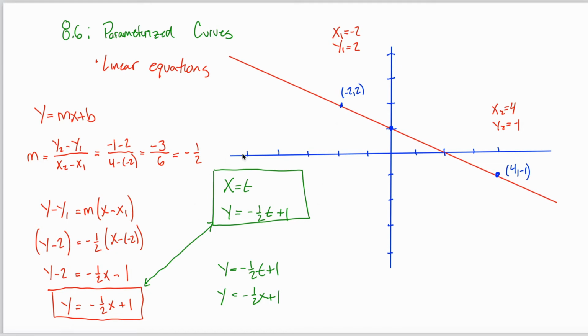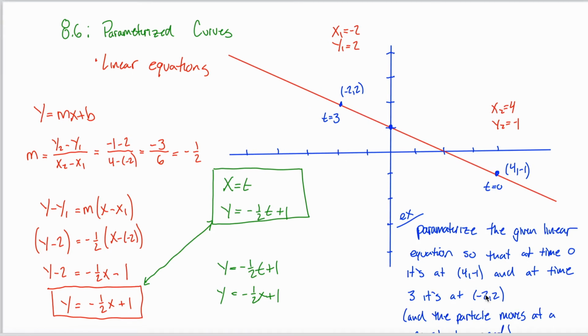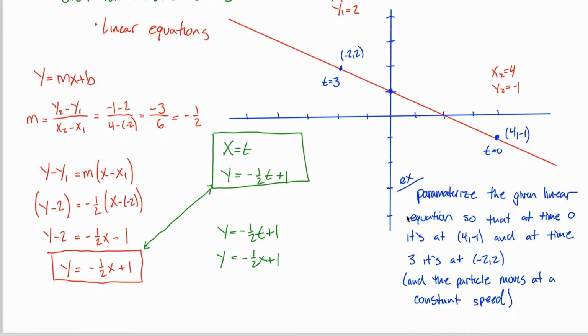And if I wanted to be on this point over here, I'd have to think about time -2, whatever that means. But what if that's not the parameterization you want? What if we want to parameterize the curve so the little particle starts out over here at 4, -1? So at time 0, it's over here, and then at time 3, the little particle's moved over here to -2, 2. And to keep things simple for now, we'll assume that the particle moves at a constant speed.